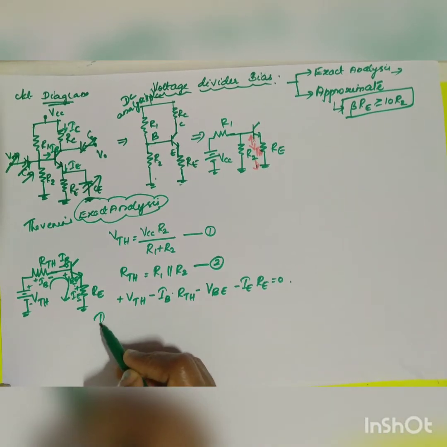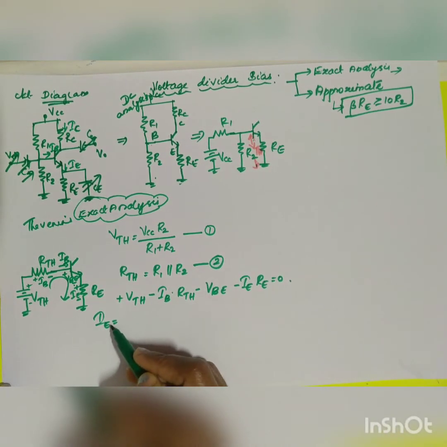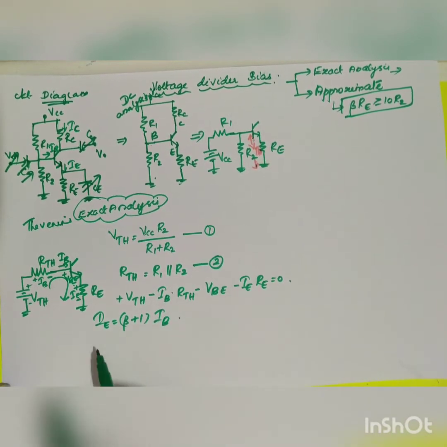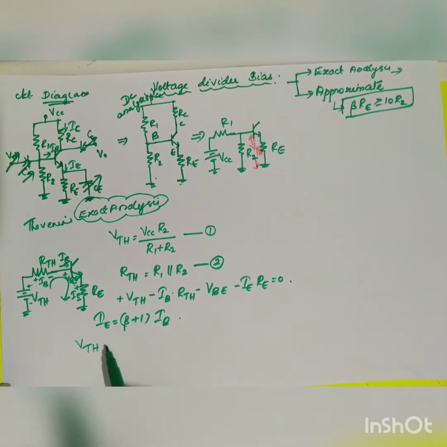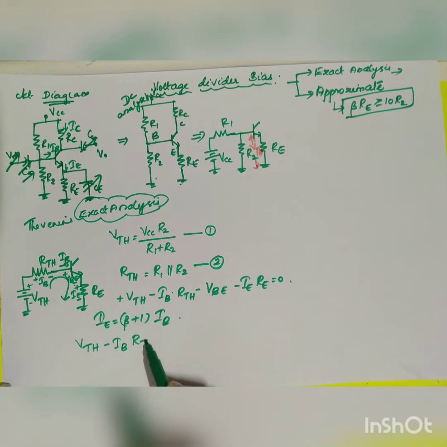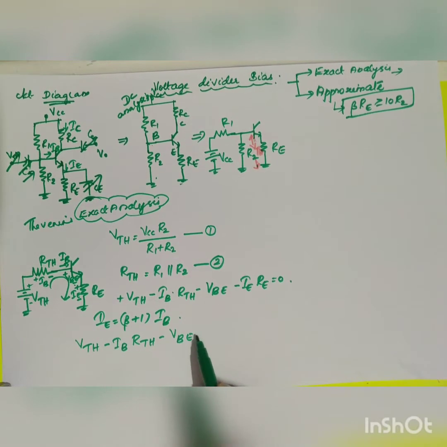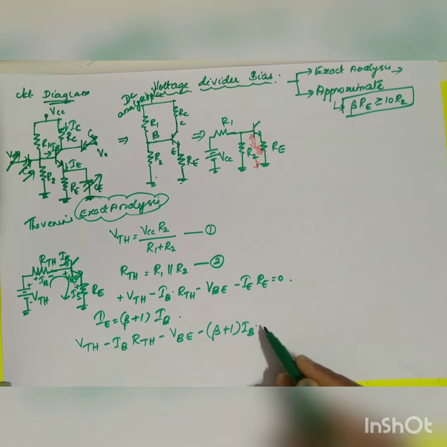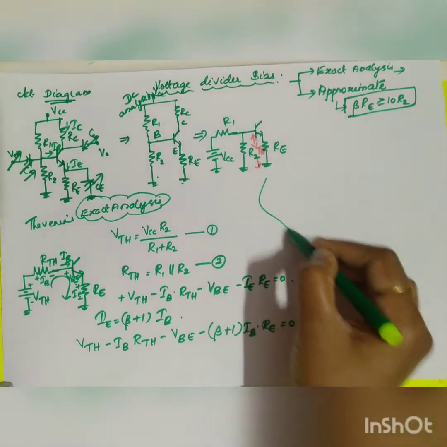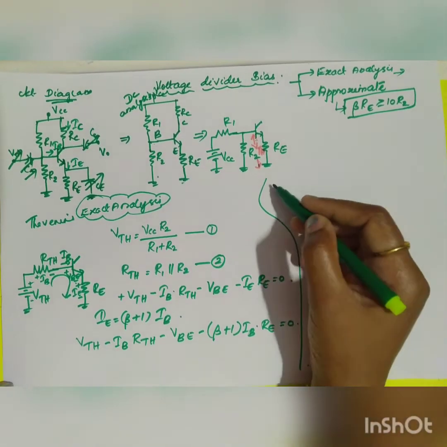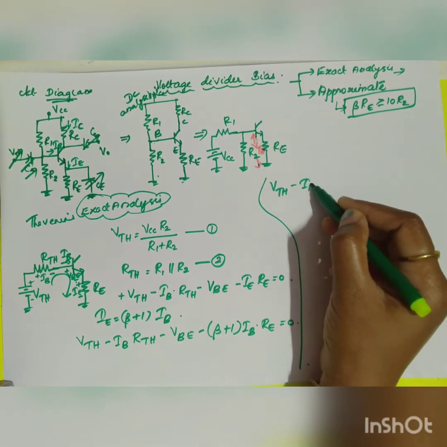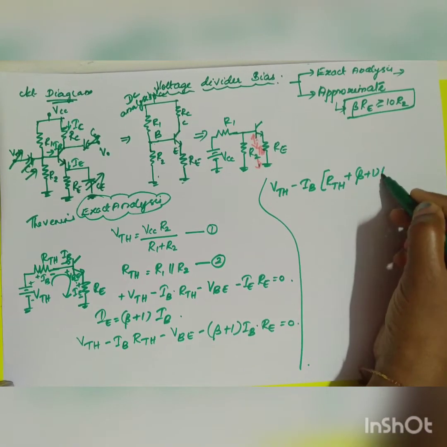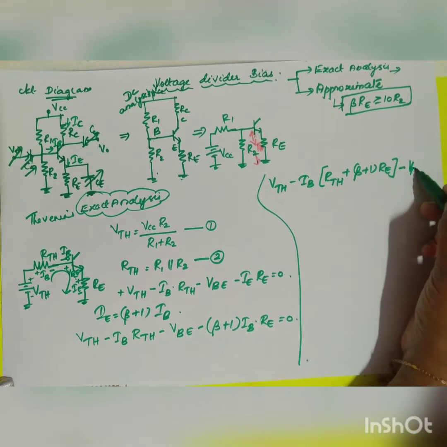You know that IE, in terms of IB, is beta plus 1 into IB. So if I substitute this into the equation, what will you get? VTH minus IB RTH minus VBE minus, instead of IE, beta plus 1 into IB into RE is equal to 0. Now we can take IB as common. So VTH minus IB times RTH plus beta plus 1 into RE, minus VBE is equal to 0.